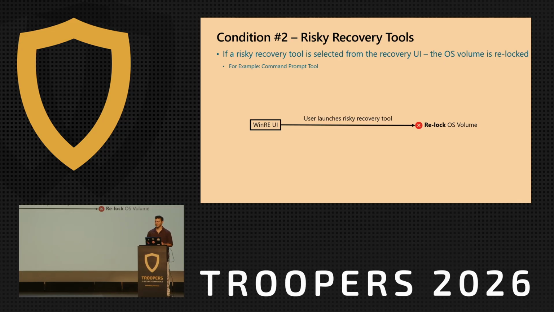Now, even with the trusted WinRE image, not every recovery tool should get full OS access, right? Because there are some recovery tools that are overly permissive by design. So if an overly permissive tool in WinRE is invoked, even when WinRE is trusted, WinRE would immediately relock the OS volume to prevent unintended data exposure. And that relock happens before the tool is launched. A concrete example of such a tool that will result in a relock is the command prompt, which provides broad and unconstrained access.